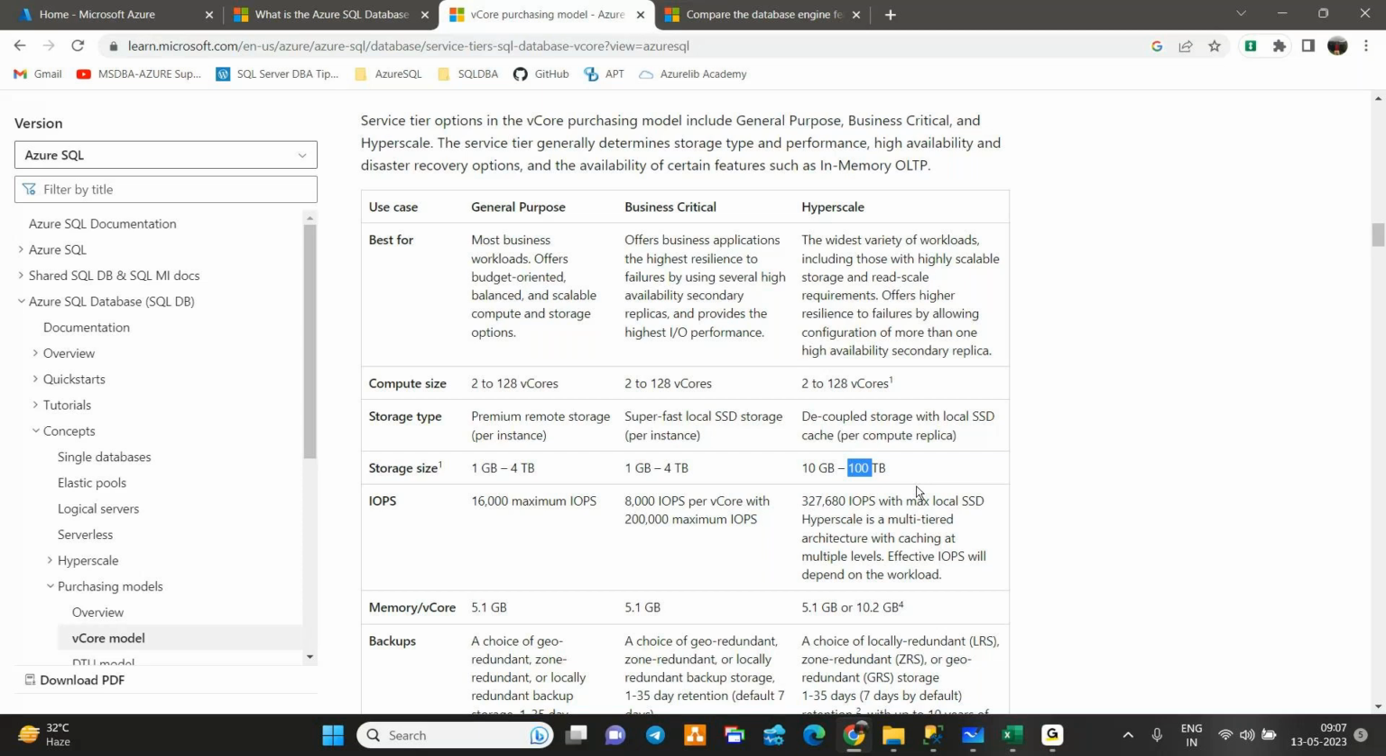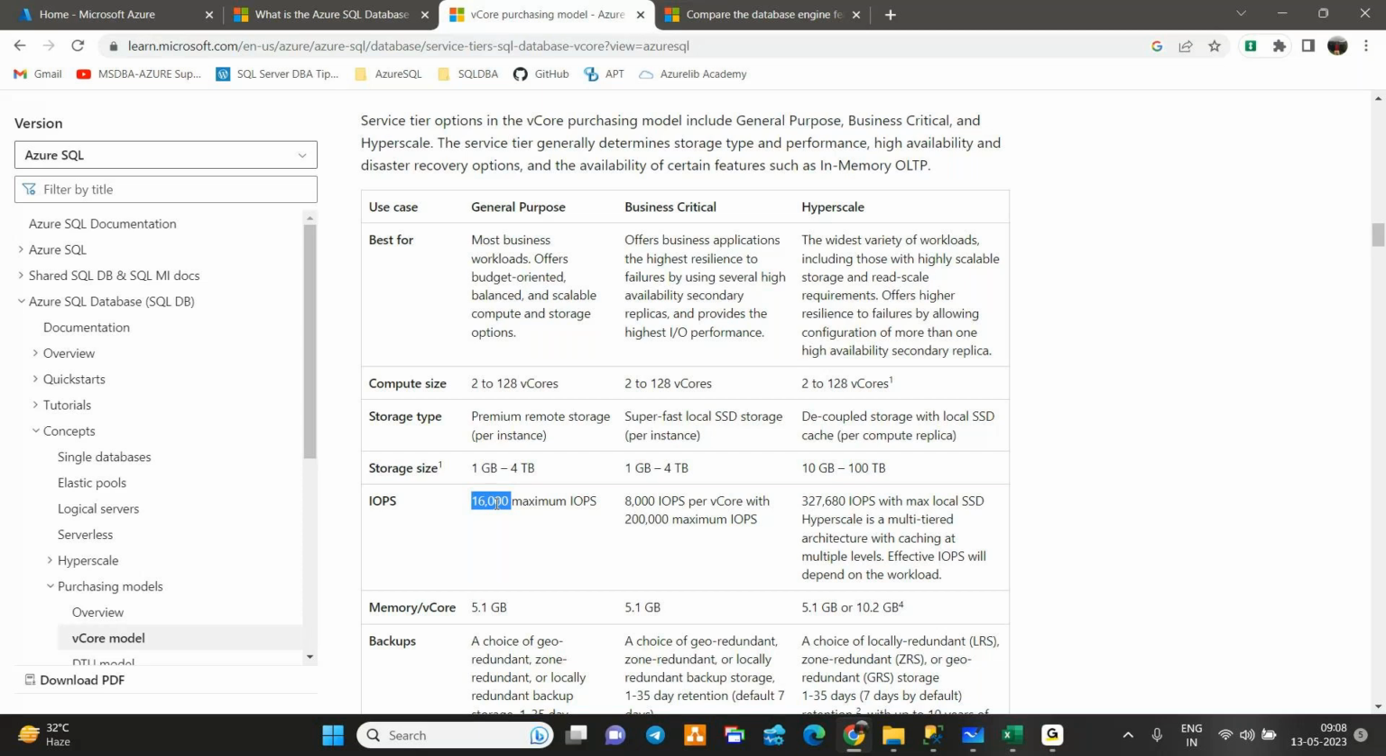And how many IOPS does it support? 16,000 IOPS per second it is supporting. 8,000 IOPS per core it is supporting. Per core, sir. Don't look at this value; this is for your overall database. For the overall database, 16,000 input/outputs per second it is supporting.